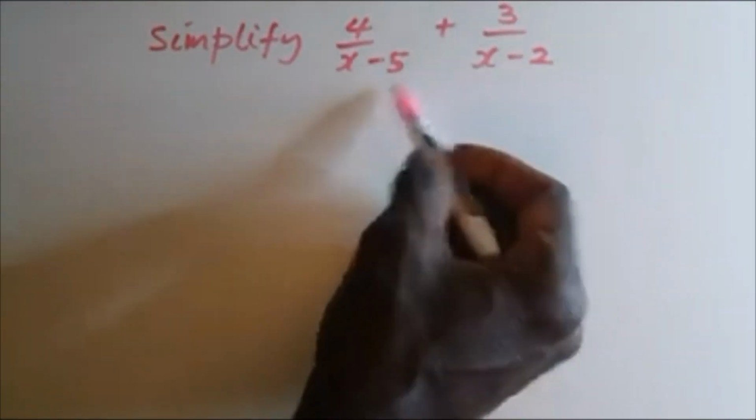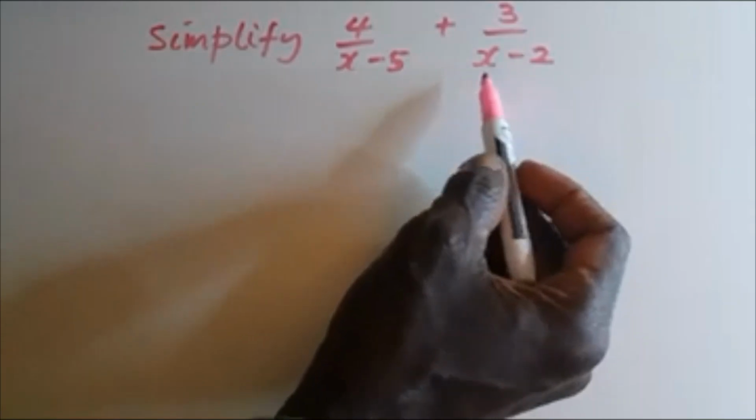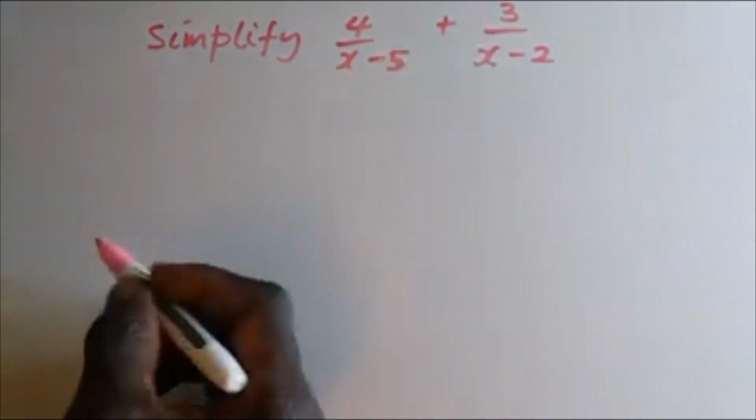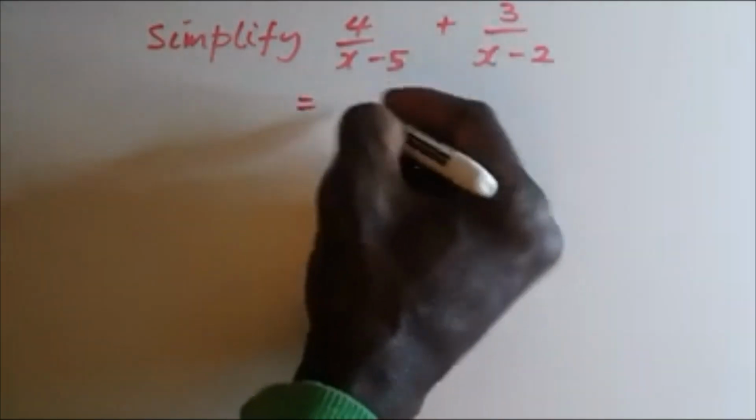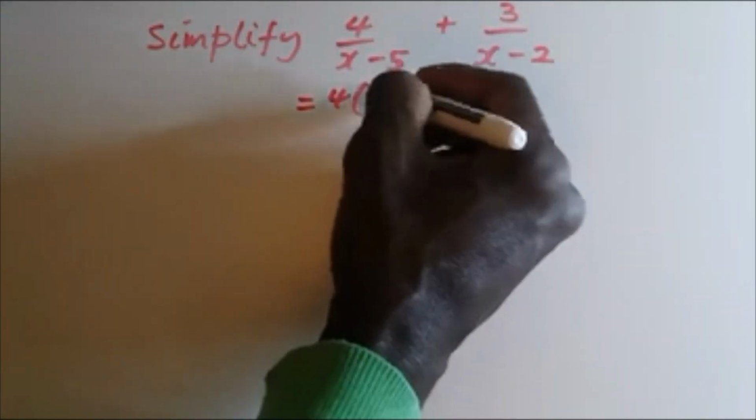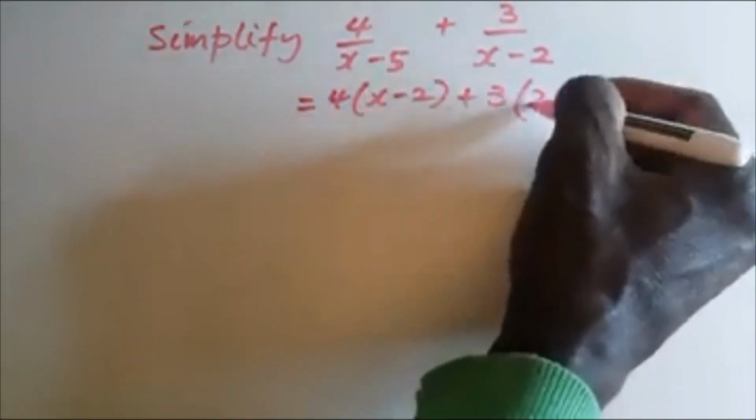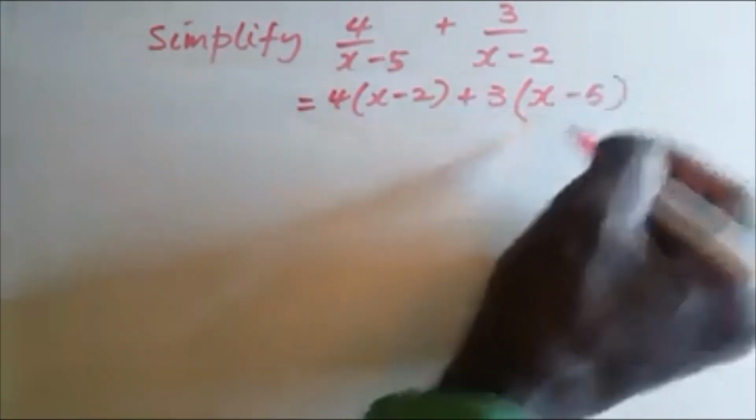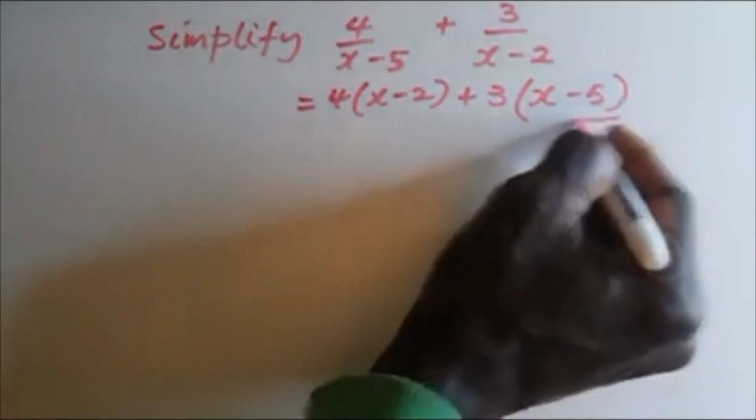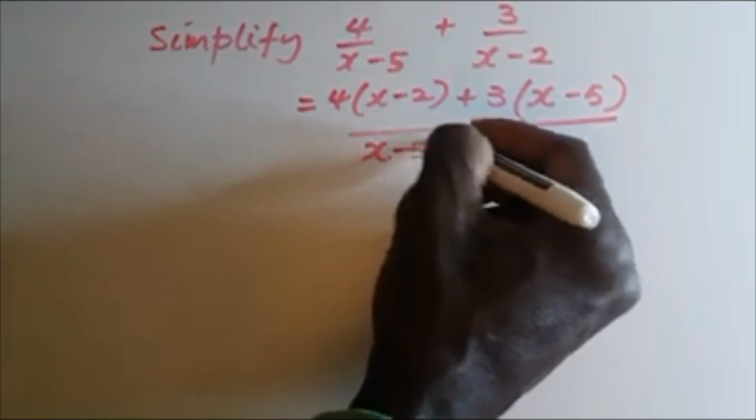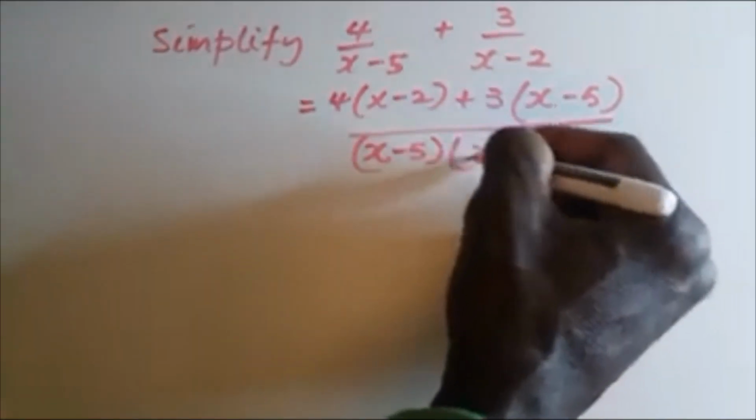create one common denominator. So first we'll cross multiply in this direction and then this, and then the two denominators. So this becomes 4 into x minus 2 and 3 into x minus 5. So that's the numerators finished. And we write the denominators as this.